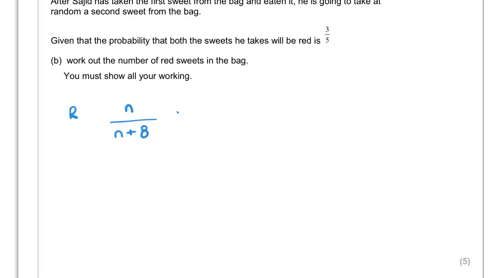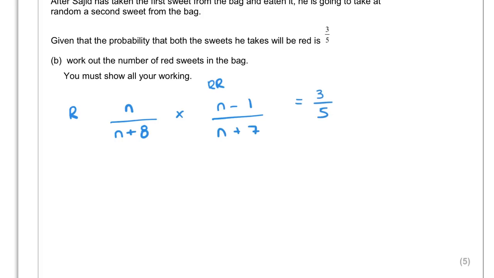Now, we need to multiply that by the probability. Imagine I've eaten a red sweet. If I've eaten a red sweet, what's the probability of picking the red the second time? Is there going to be n red sweets if I've already eaten one? No, there's going to be n minus 1 because I've eaten a red sweet. And then is my total going to be n plus 8? No, it's going to be n minus 1 plus 8. What's n minus 1 plus 8? N plus 7. So they're saying that this equals 3 over 5.